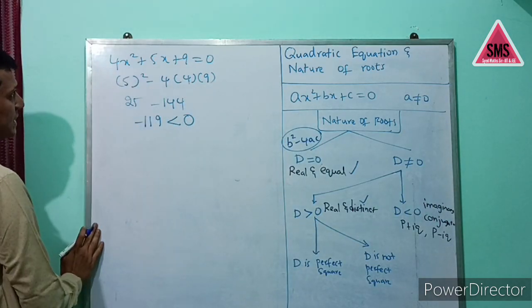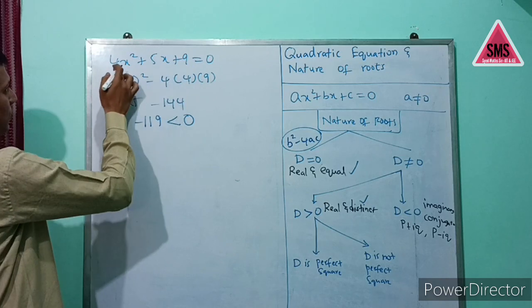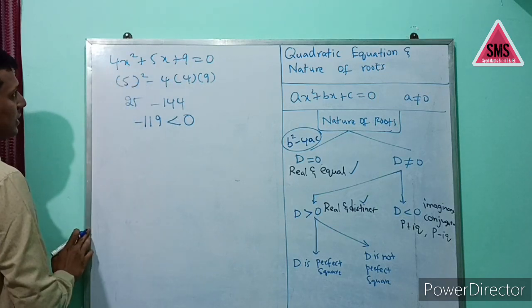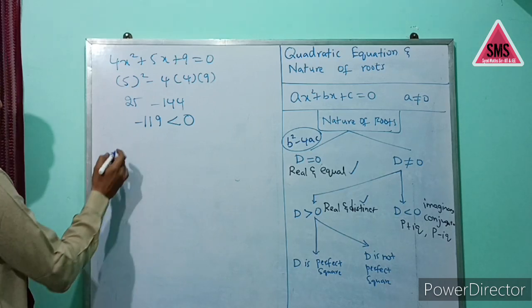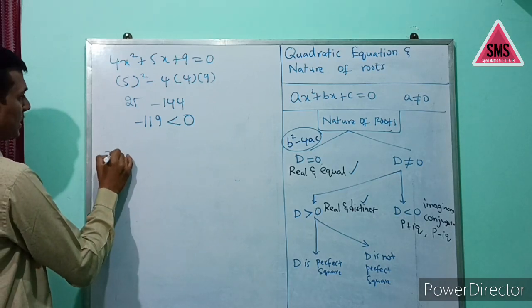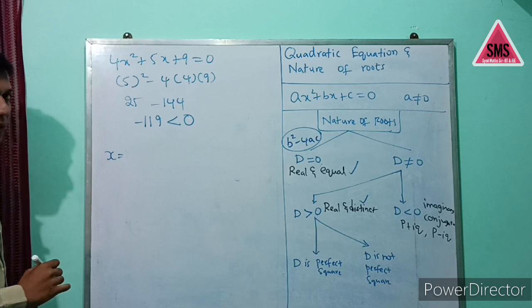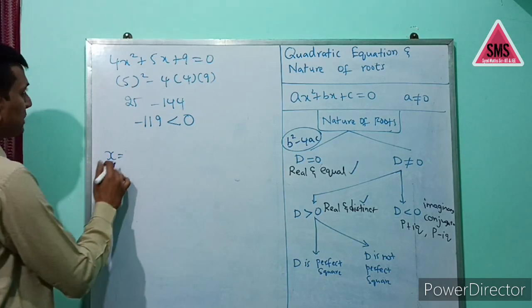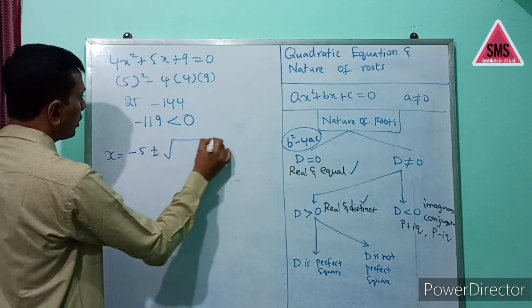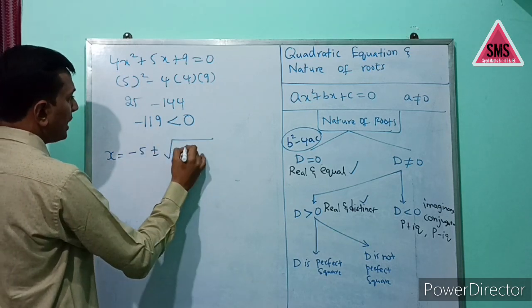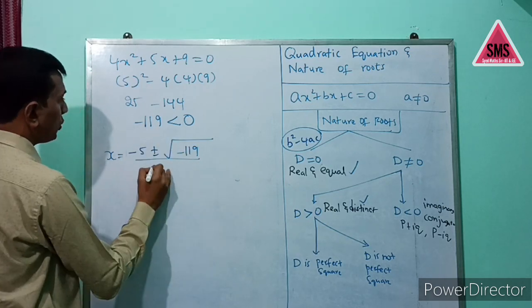Is it possible to factorize with the normal procedure? 9 4s are 36. 36 should factor such that we get 5 as the middle term. It is not possible. Let us go with the quadratic formula. So what is that quadratic formula? Minus b plus or minus square root of b square minus 4ac, whose value we already got, by 2a.